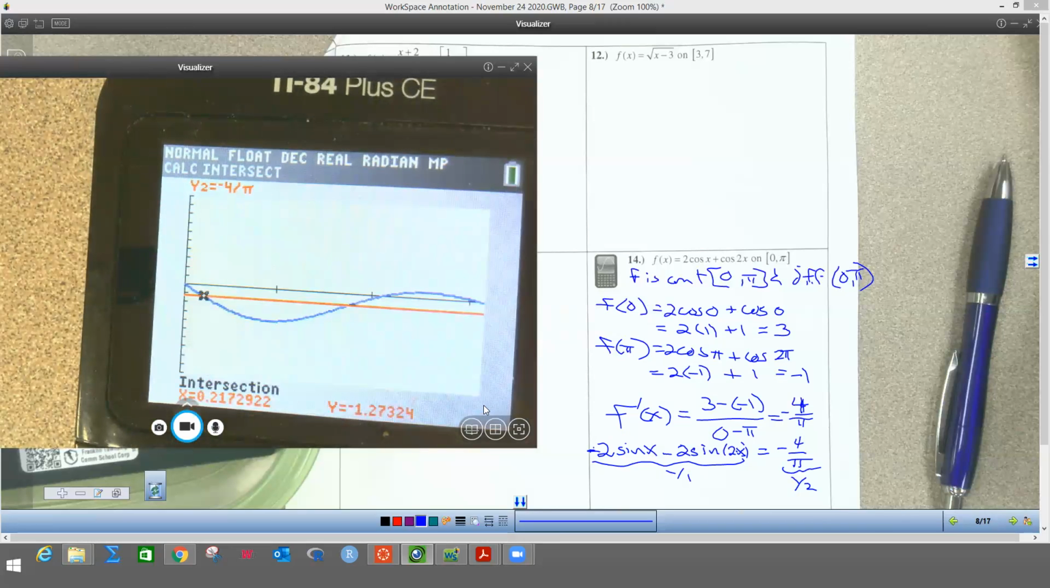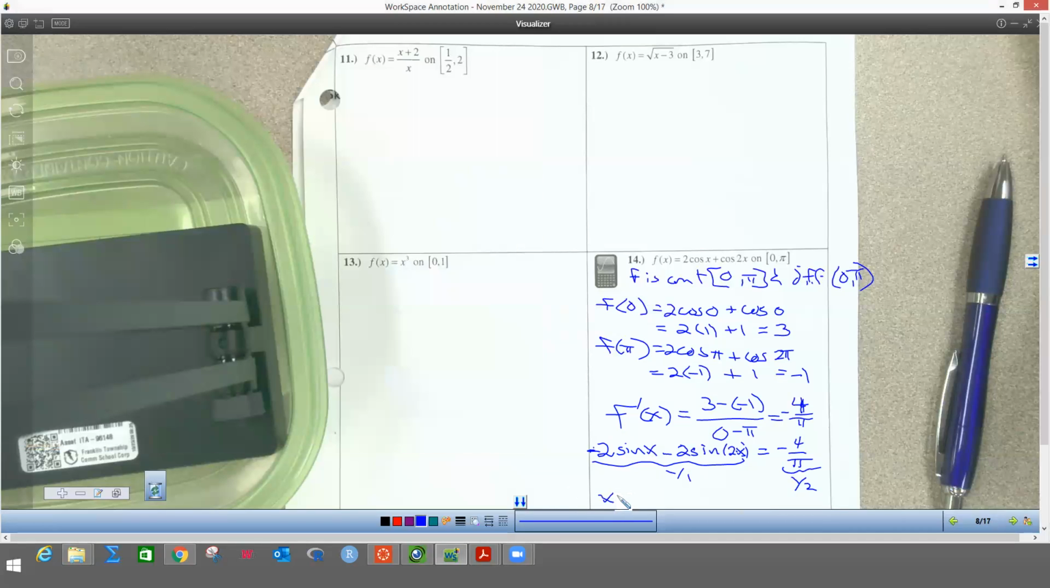0.217. So let me write that one down. And again, you can use C or X. So X is about 0.217 is one of the answers. And then we're going to get another one because it crossed twice.